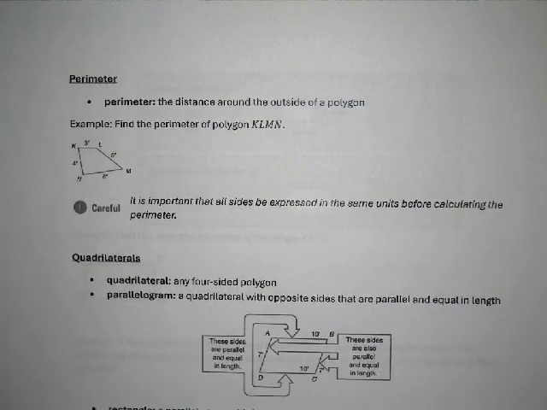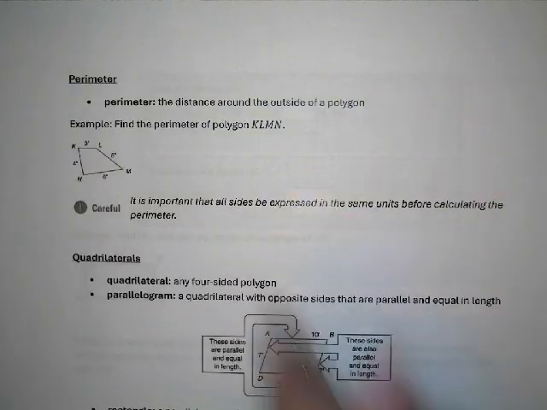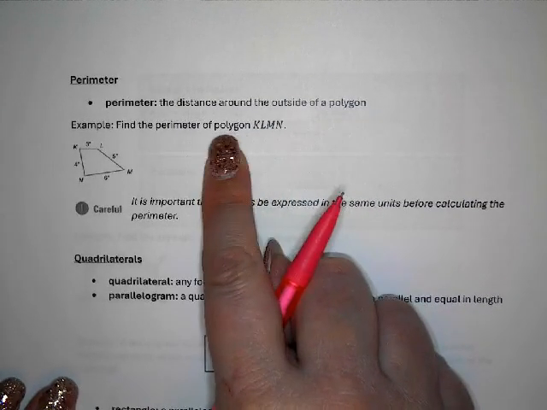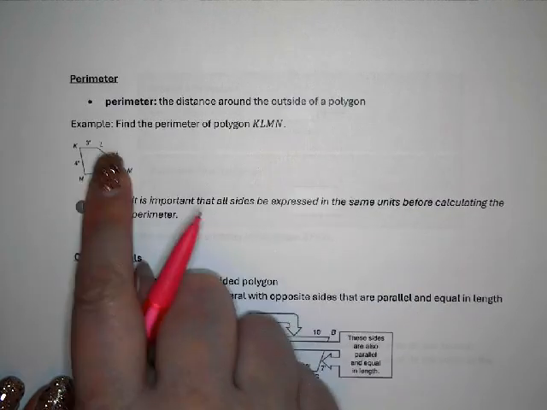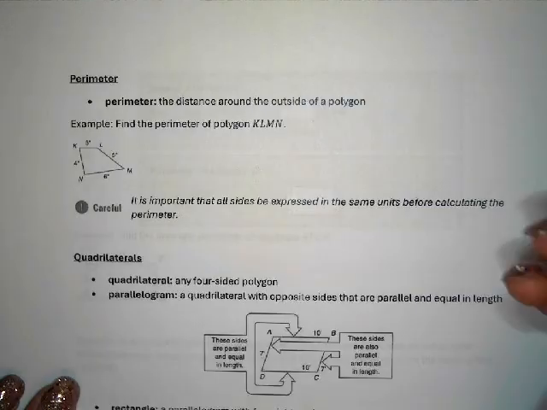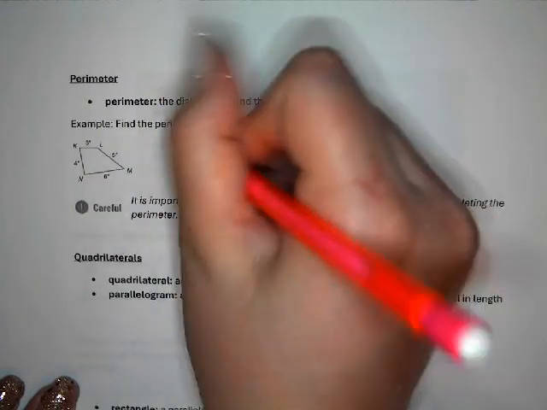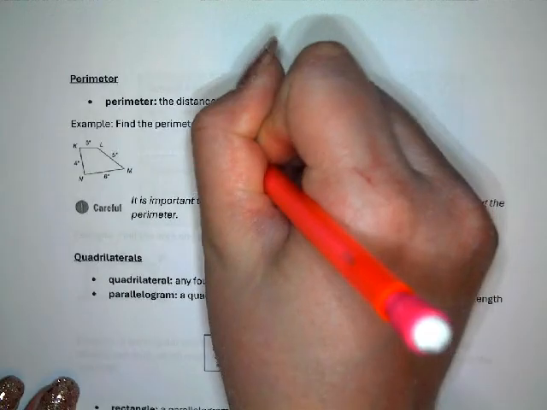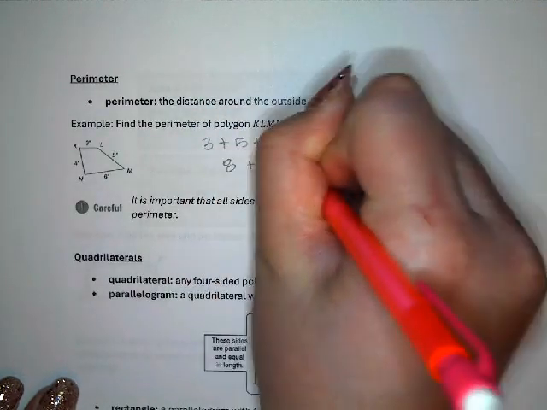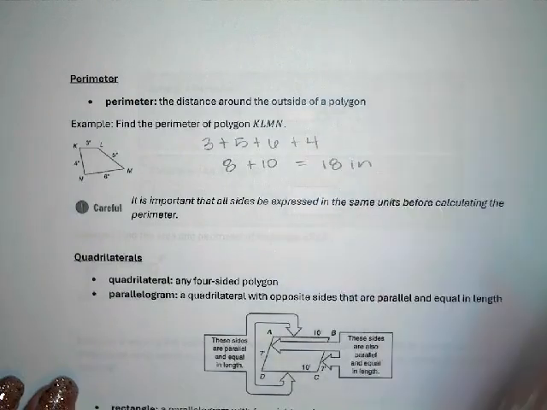All right, the perimeter is the distance around the outside of a polygon. So here we have polygon KLMN. This is, again, like the general name for this polygon. It's got 4 sides, so I could also call it a quadrilateral. Quadrilateral KLMN would be another good name for it. So the distance around the outside of this polygon, I'm just going to add the lengths of the sides together. So 8 and 10 is a length of 18 inches around for the perimeter.